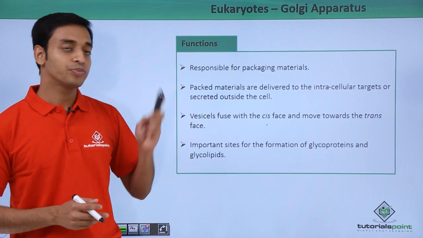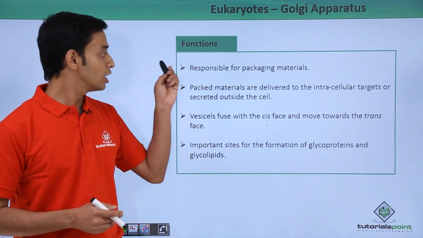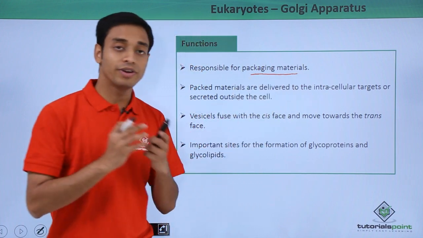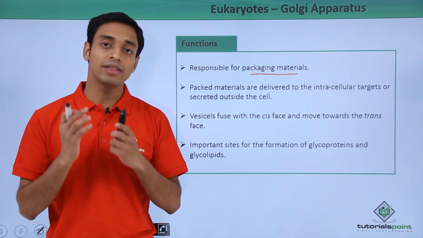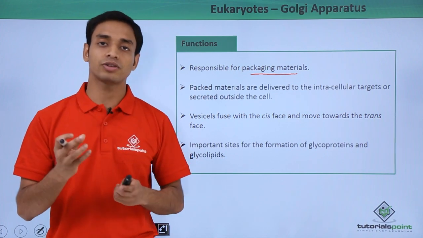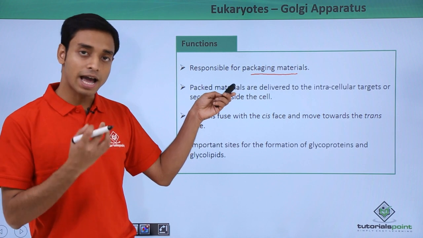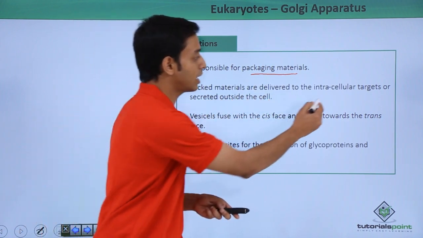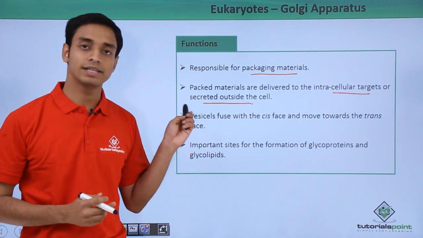Now let us look into the important functions of the Golgi apparatus. The Golgi apparatus is responsible for packaging of materials. Various materials are packaged inside the Golgi apparatus and then transported to different parts of the cells or out of the cells. These packed materials are delivered to intracellular targets or can also be secreted outside the cells.